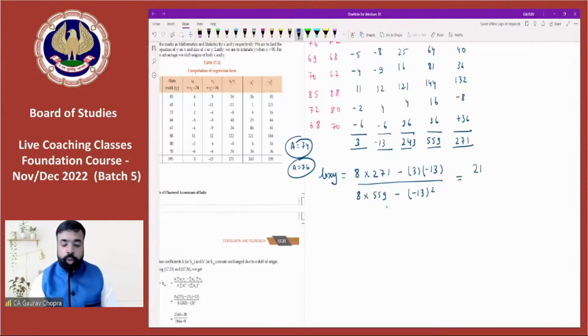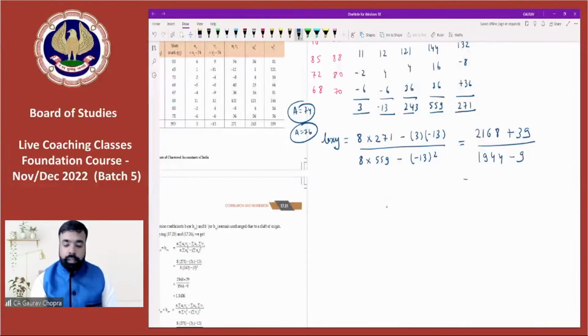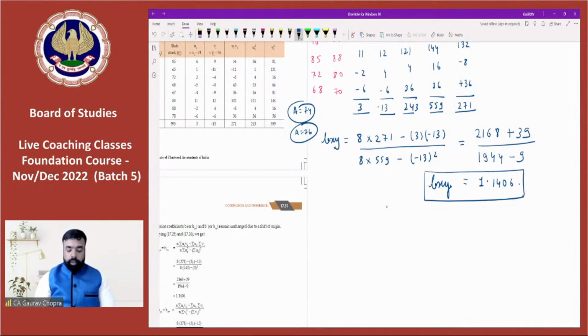271 into 8 is 2168, minus minus will become plus 39, upon 1944 minus 9. So you can simplify and get the result. So 1.1406. This is bxy.